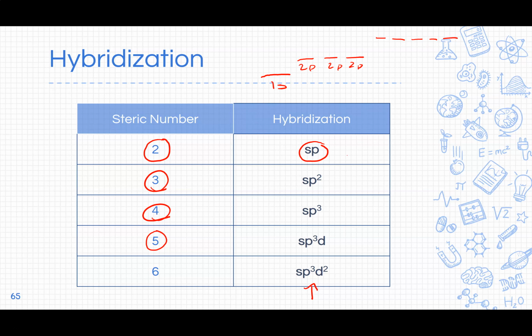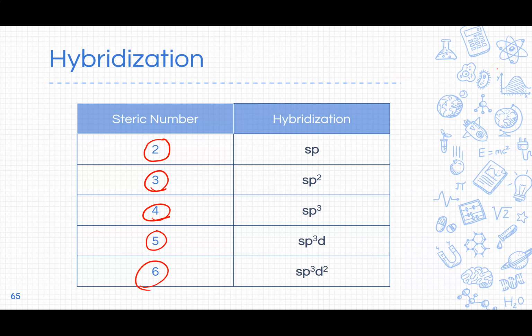Because there's only 3 lines on the 2p level, we can only go to 3 when it comes to p. So after p, we have to move on to d. So sp3d: 1s plus 3p's plus 1d is 5. And then, of course, 1s plus 3p's plus 2d's is going to be 6, and that's where we'll get our 6 from. This would be a chart that you wouldn't receive on the AP exam, but it's also pretty easy to memorize, right?